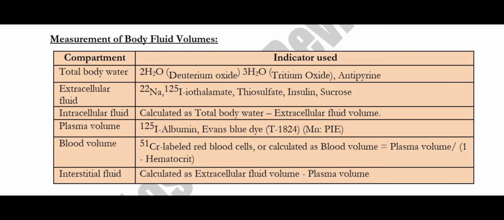Extracellular fluid. This is the fluid outside of your cells. It includes the fluid in your blood vessels and the fluid surrounding your cells. How it's measured: tracers that don't easily enter cells are used. Examples include Sodium-22, a radioactive isotope of sodium. Iothalamate, a substance that's filtered by the kidneys. Thiosulfate, inulin, and sucrose. These are sugars or other substances that stay mainly in the ECF.